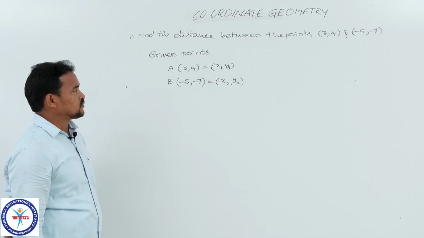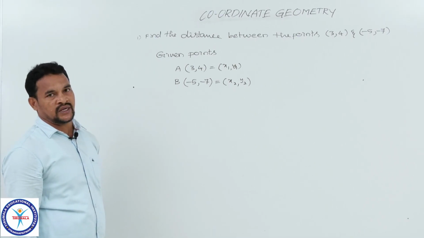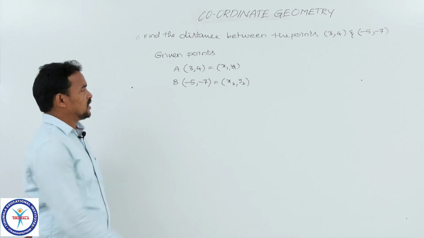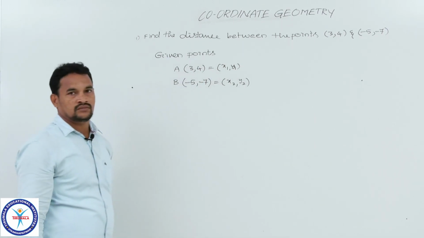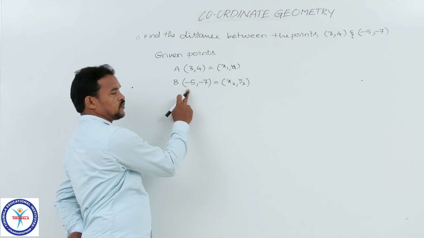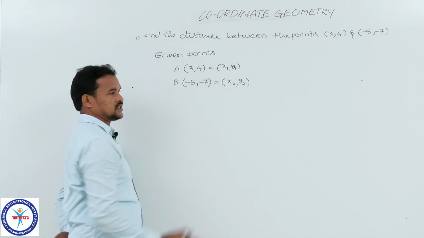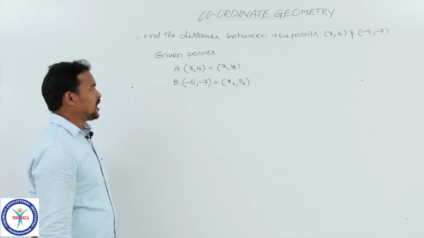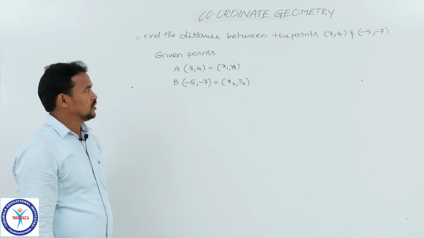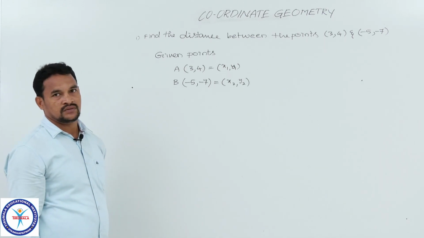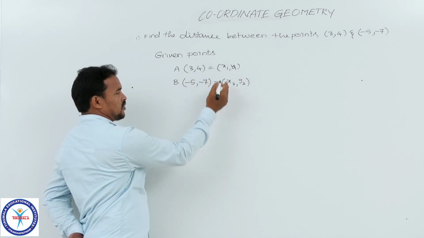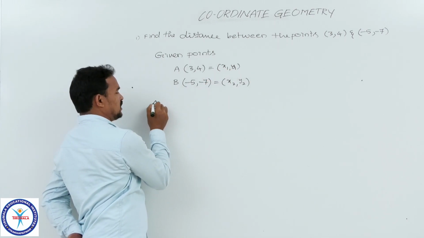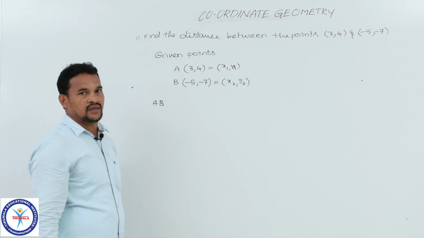When A is compared with x1, y1, B is compared with x2, y2. Here we observed x1 value is 3, y1 value is 4. x2 value is minus 5, y2 value is minus 7. Just before, we learned the distance between 2 points. Here AB, A is x1 comma y1, B is x2 comma y2. The distance between A and B is AB.